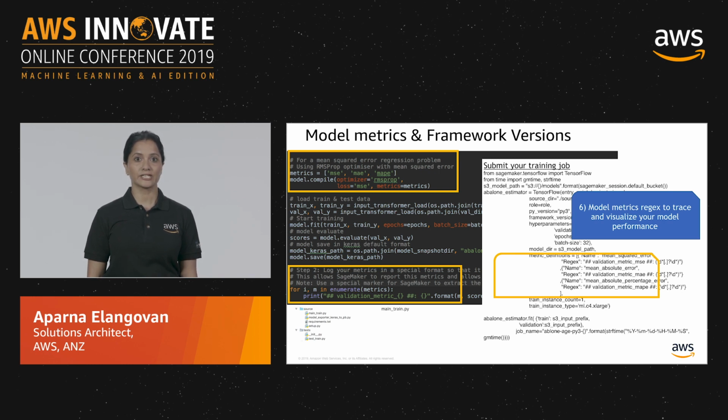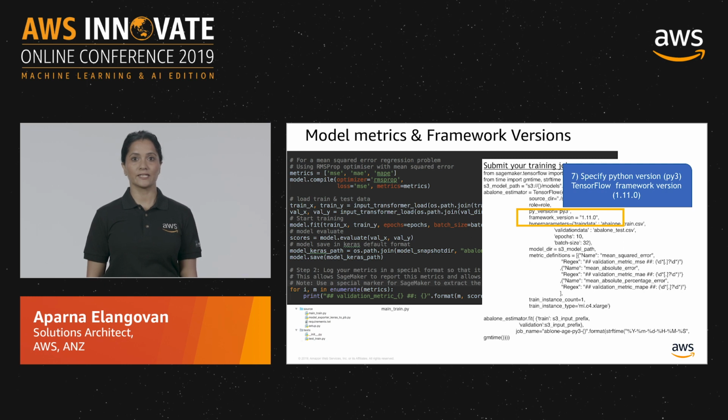Using the convention ## space followed by validation_metric_ followed by the metric name and then the score. As part of my training job submission script, I specify the regular expression that will extract this expression from the log files. And finally, you specify the TensorFlow version and the Python version you want to use as shown here. In this example, we are using Python 3 with TensorFlow 1.11, and these versions are used to launch the right SageMaker containers to execute your training job.